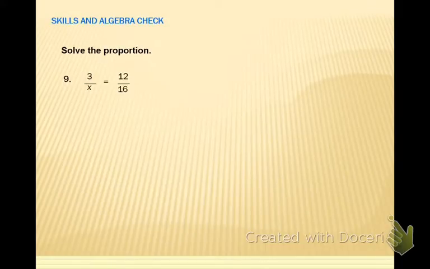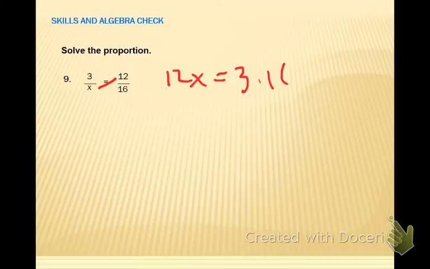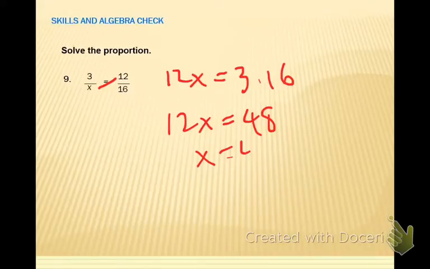Proportions. Can you solve this proportion? This should be pretty fresh for you. We did this towards the end of last semester. Solving a proportion. What do I need to do to solve this proportion? Yeah, we're going to cross multiply. So 12 times x is equal to 3 times 16. So that's going to be 12x equals 48, x equals 4.